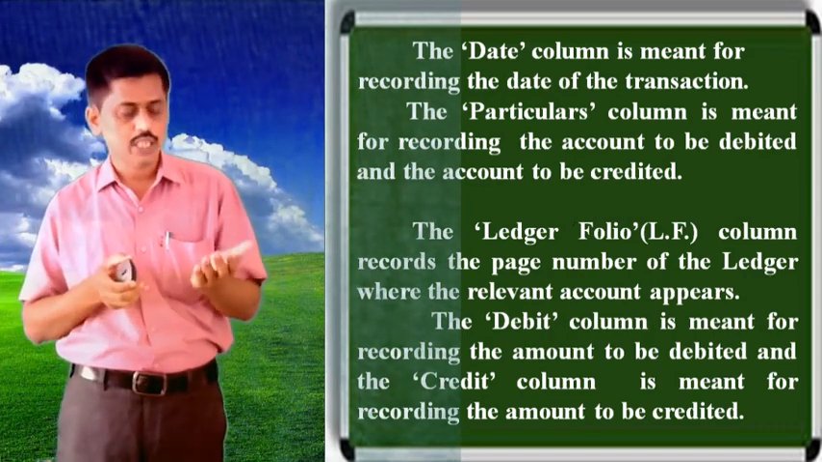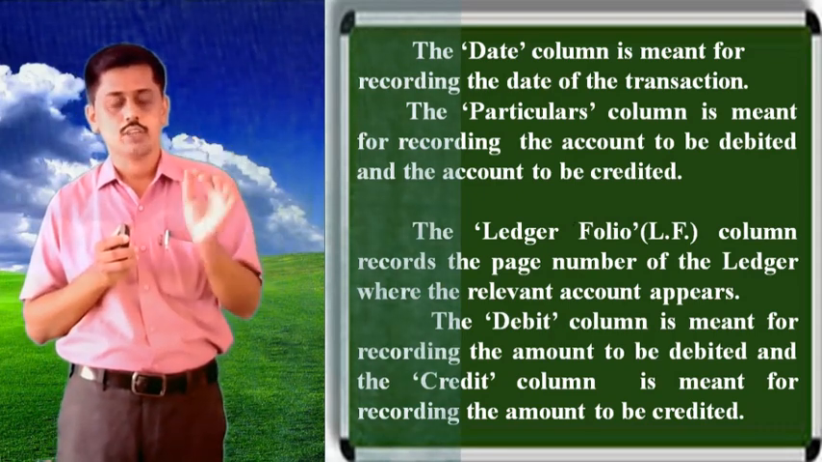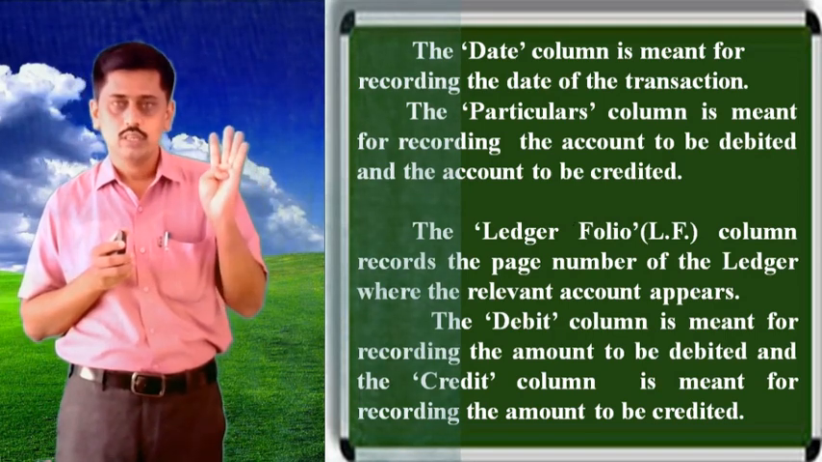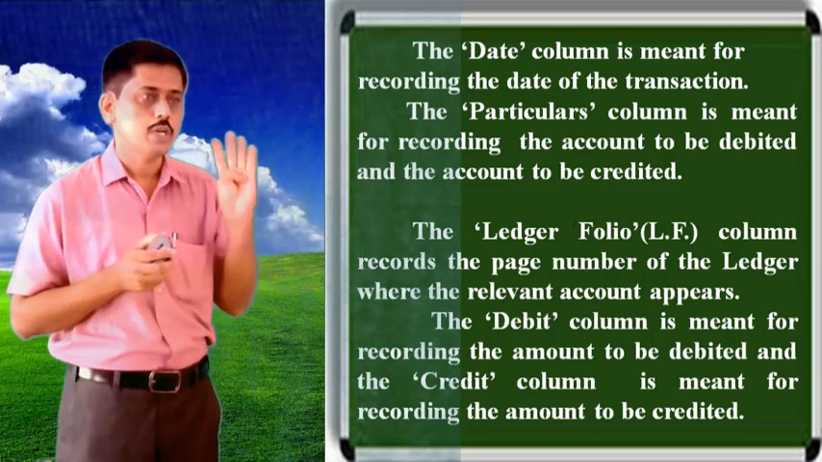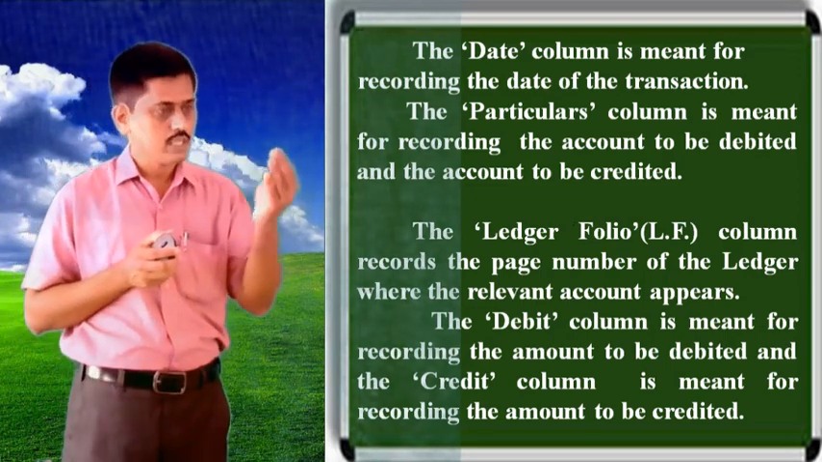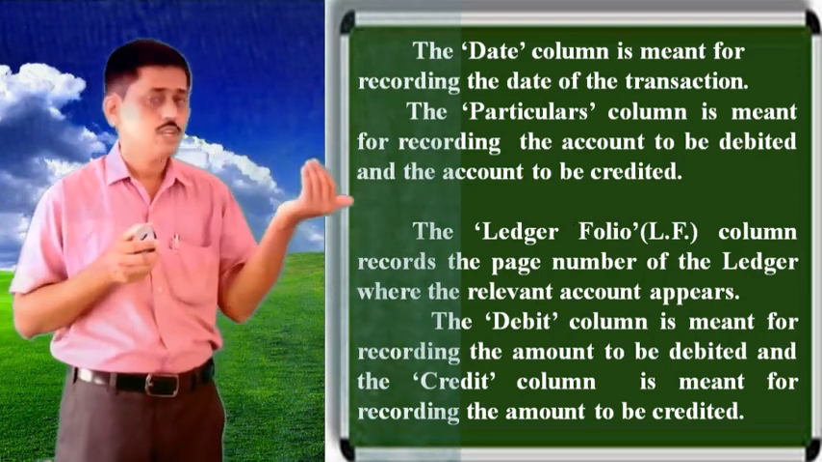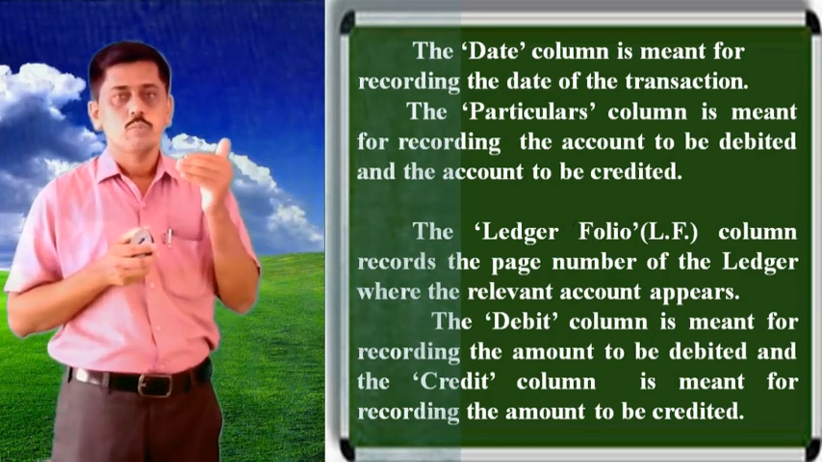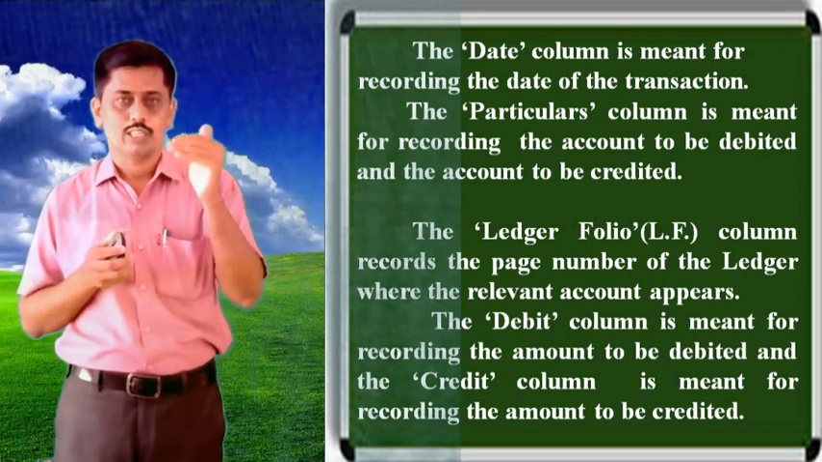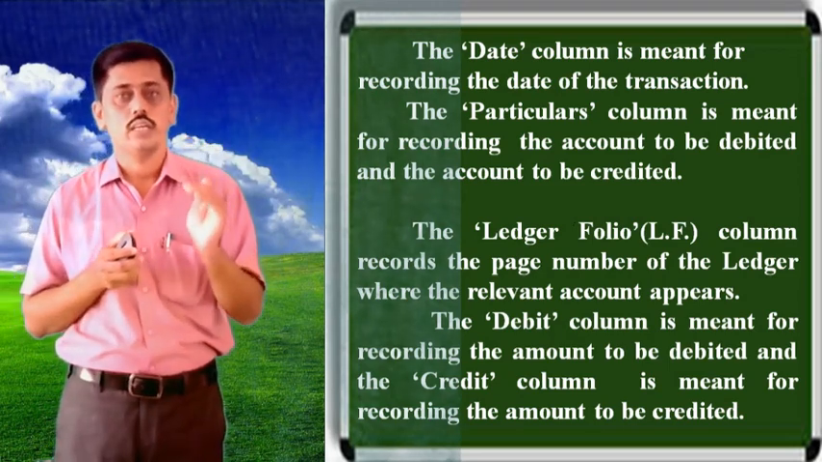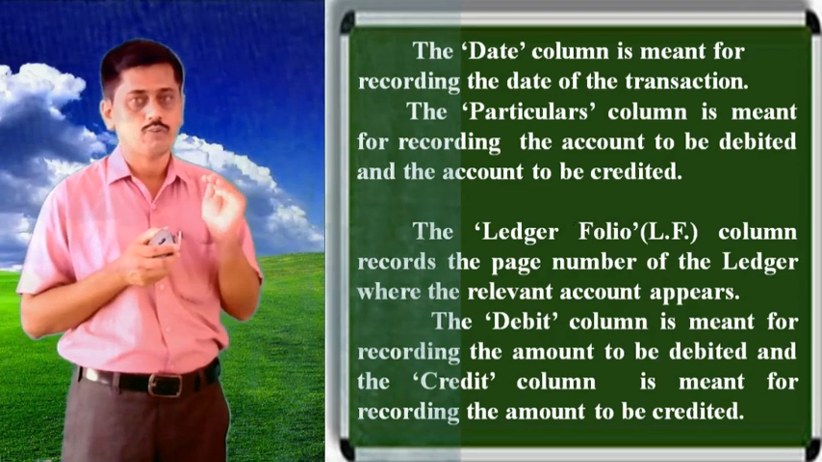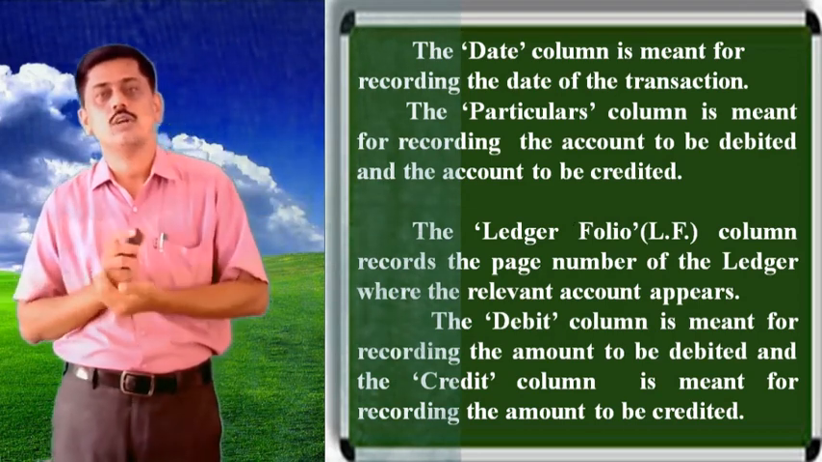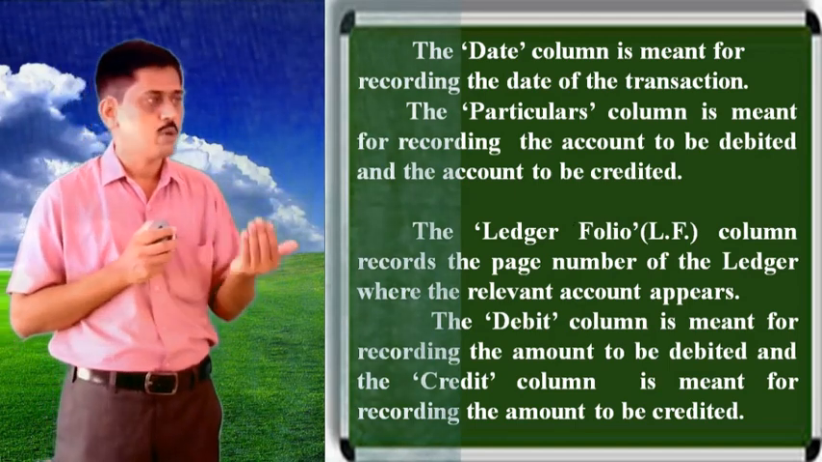You know the format. Journal, you have to write the heading at the top, then you have to draw 5 columns. Date, which is meant for recording the date of the transaction. Particulars column, meant for recording the account to be debited and the account to be credited. And the ledger folio column is meant for recording the page number of the ledger where that particular account appears. And the debit column is meant for recording the amount to be debited. And the credit column is meant for recording the amount to be credited.